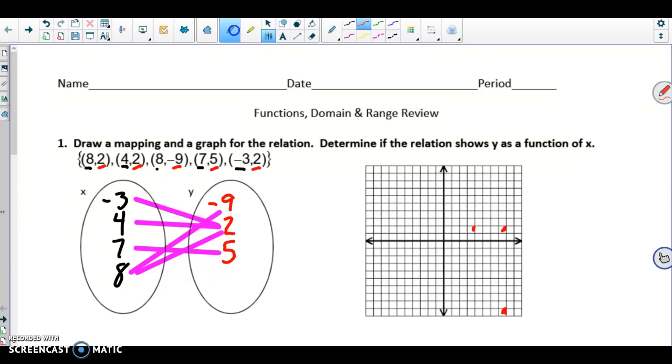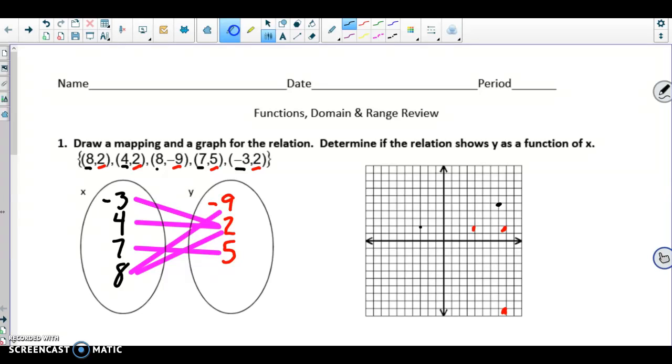7, 5, so over 7, up 1, 2, 3, 4, 5. Oh, look, it changed color and I didn't even do it. And then -3, 2, -1, 2, 3, up 2. All right. Other than the thing moved and so it's a little bit off, is it a relation?